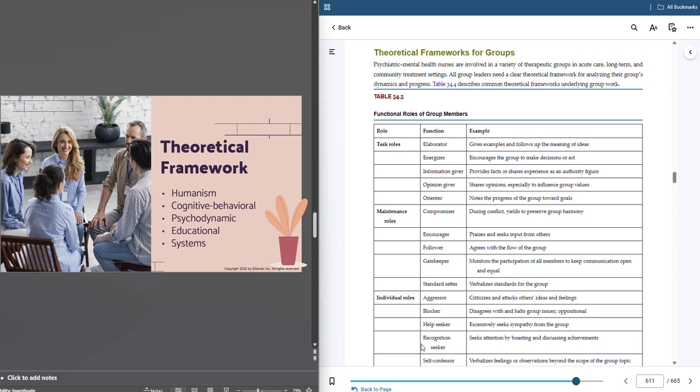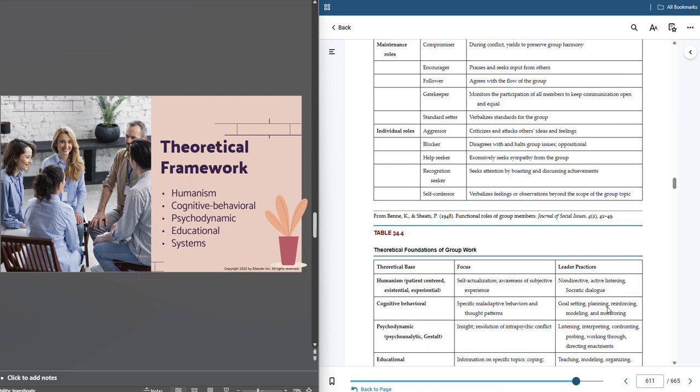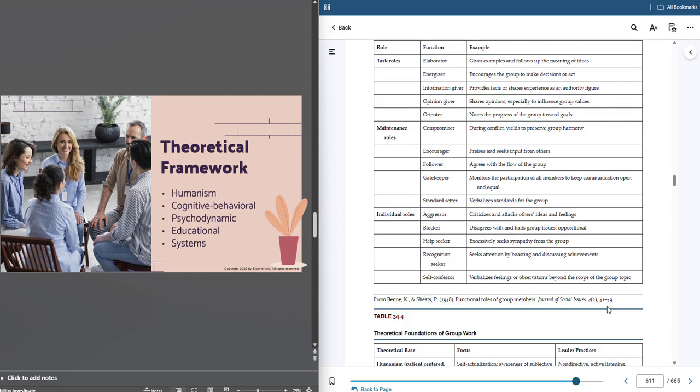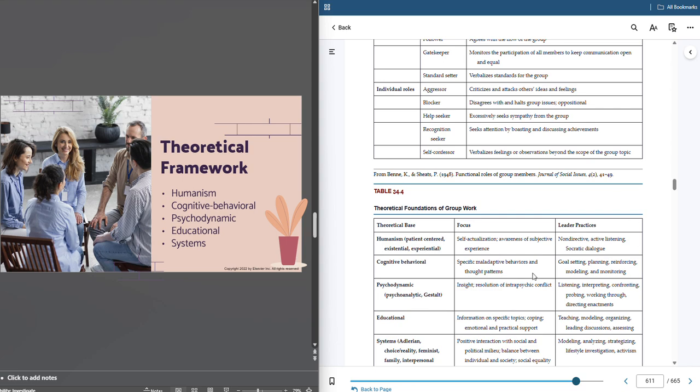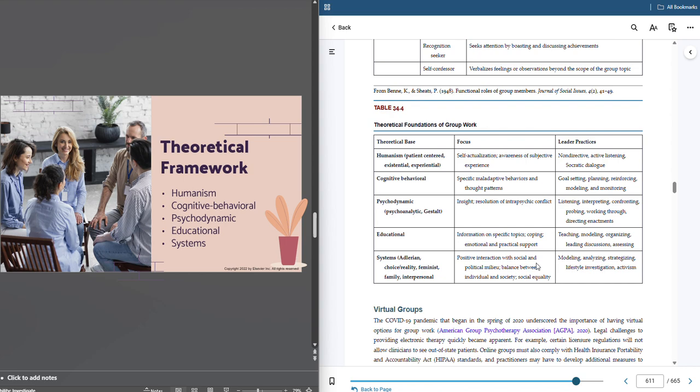Theoretical framework. A theoretical framework is necessary for analyzing the group dynamics and progress. And there's some terms here. You have humanism. This is self-actualization, and it's a subjective experience. Cognitive behavioral, the focus is on maladaptive behaviors. Psychodynamic, resolving intrapsychic conflict. Educational, this is practical support. And systems, this is a social interaction. And you can find more here in table 34.4 on page 611.